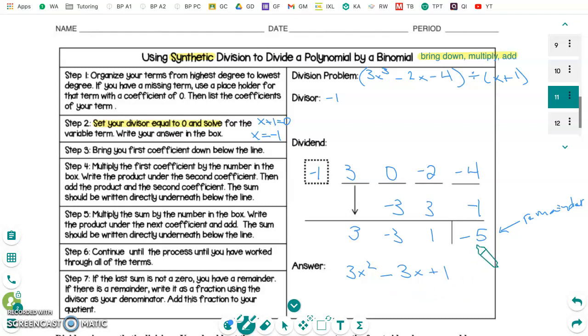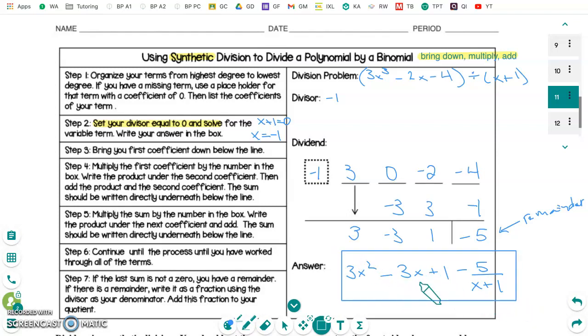And then what do we do with the remainder? Vince, what do we do with the remainder of -5 here? How do we write it? Yeah, remember it is the leftovers that didn't divide. Okay, so there's your final answer there: 3x squared minus 3x plus 1 minus 5 over x plus 1.